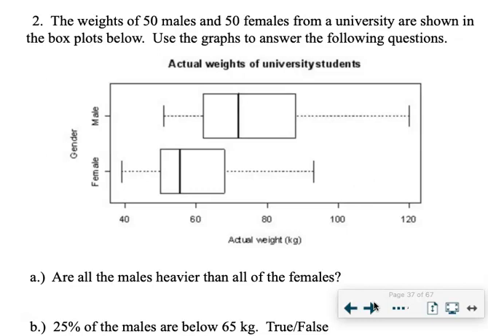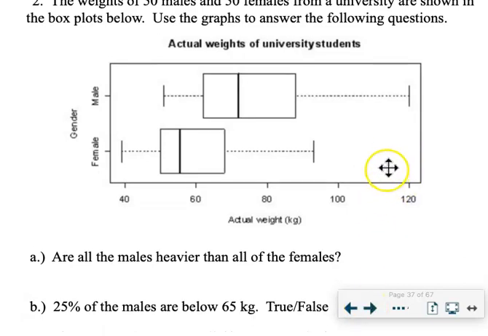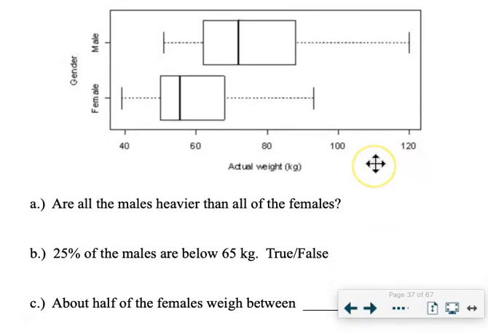Okay, usually males are going to be heavier, but do we have all of the males heavier than all of the females? That's just not true, right? So when you're looking at this one, this is kind of a true or false almost. Okay, no. So here's a female right here who is heavier than this male right here. So this one is a no.